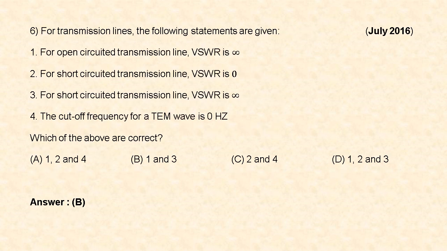Next question. This question was asked in July 2016. For transmission lines, the following statements are given. For open circuited transmission line, voltage standing wave ratio is infinity. For short circuited transmission line, voltage standing wave ratio is 0. For short circuited transmission line, voltage standing wave ratio is infinity. The cutoff frequency for a TEM wave is 0 Hz. Which of the above are correct?